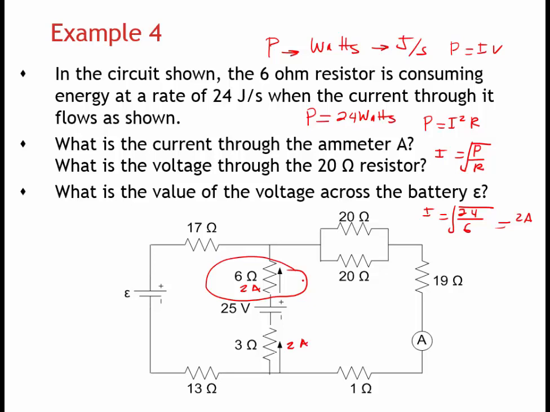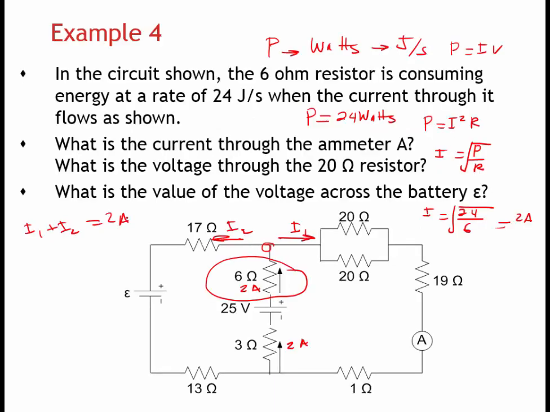So one of the things that we must do here is draw our current. Let's say the current is coming to this junction here, it's 2 amps. Some of it goes this way and some of it goes that way. If we label this one as I1 and this one as I2, it means that I1 plus I2 must equal 2 amps.